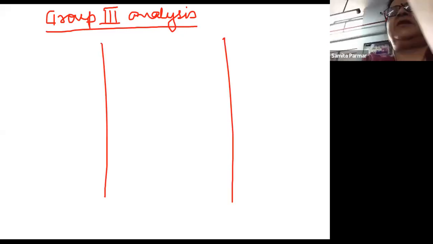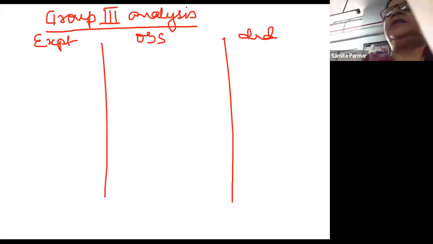All right, this is the experiment column, this is the observation column, and this is the deduction column. So when I come to the experiment, in the group analysis, here you are supposed to write: the precipitate of group 3 obtained is dissolved in a minimum amount of dilute HCl. All right, and then you will divide the solution into 3 parts.